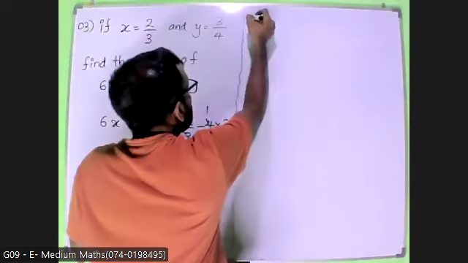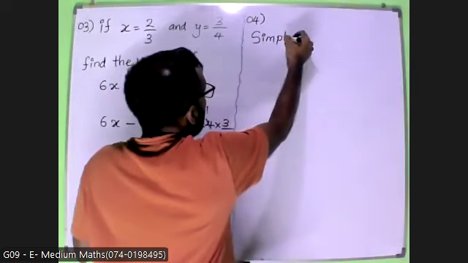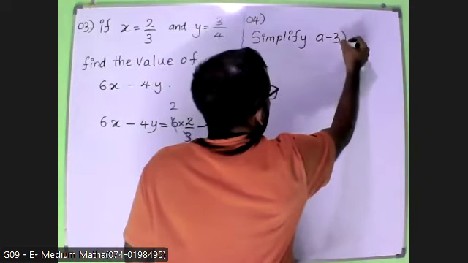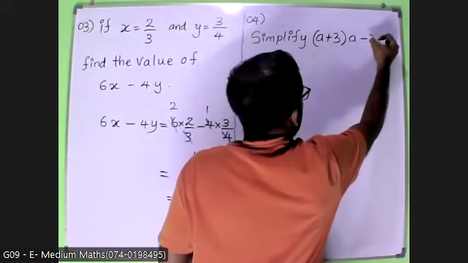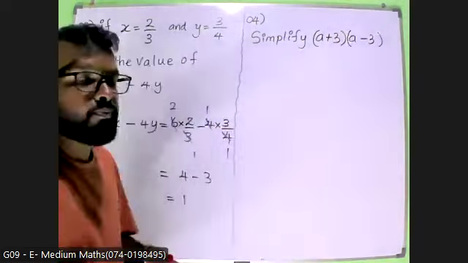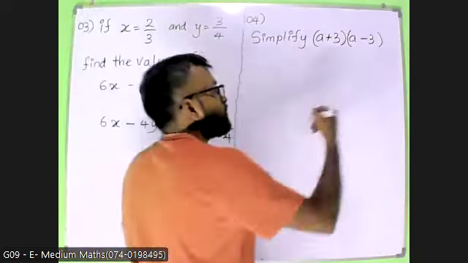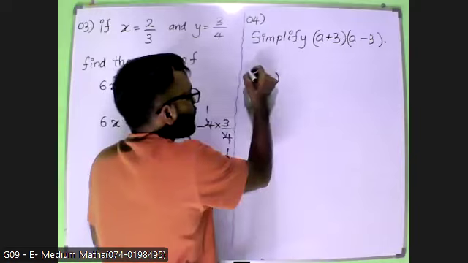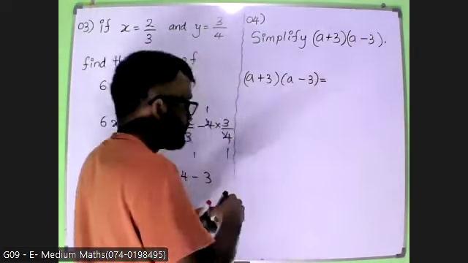Right. Fourth one. Simplify: A plus 3, A minus 3. Simplify. So finally you have to obtain the answer. So this is the expression. I will rewrite it: A plus 3, A minus 3. Right? So how do we do this?